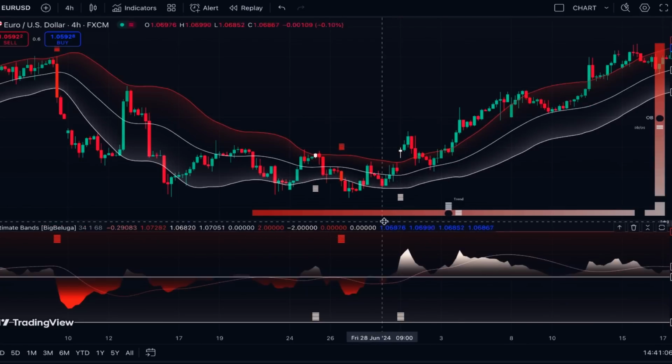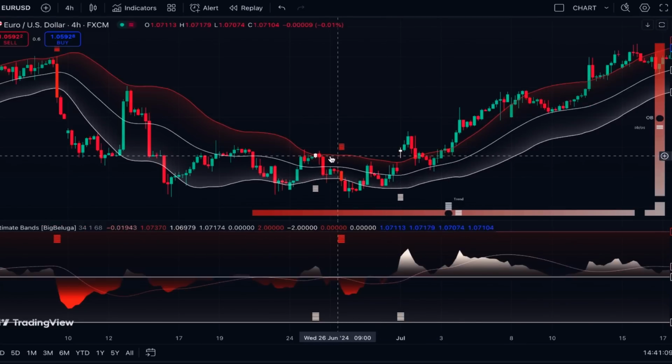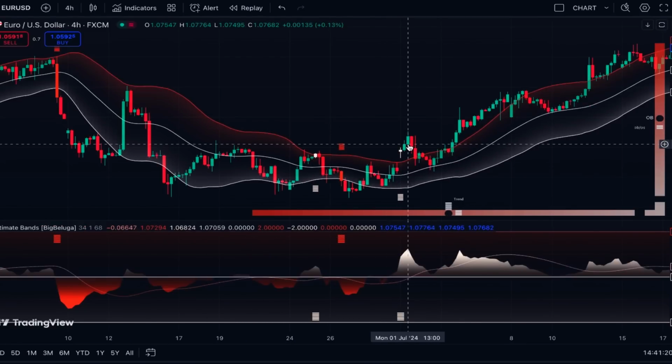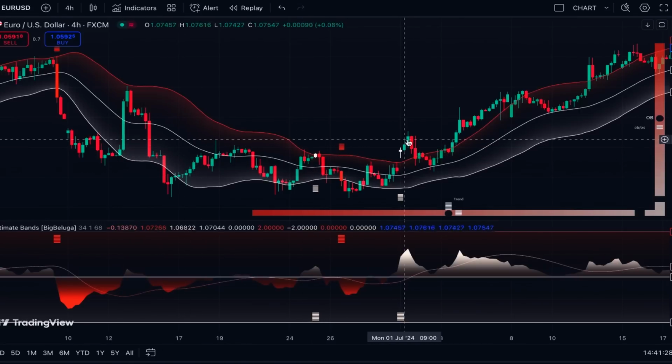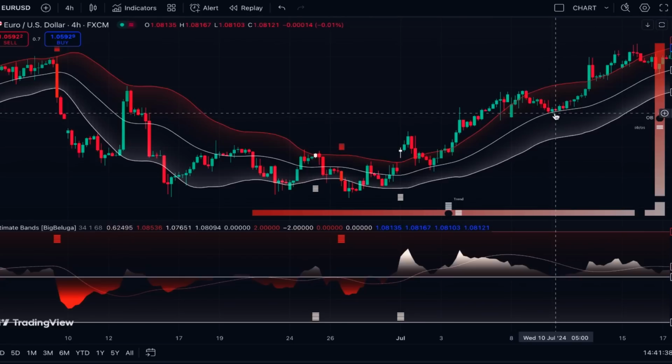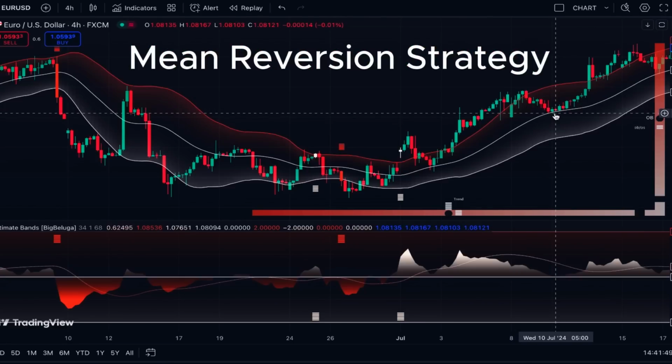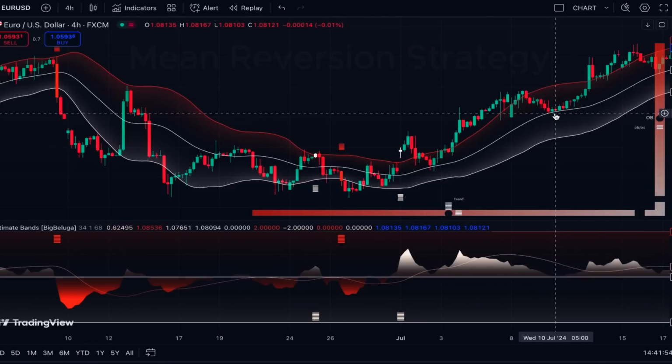Please pay attention that the bands can act also like support or resistance levels. So there are times that when the price reaches the lower band or the upper band, we have reversal of the price to the middle line. So if you use mean reversion trading strategies, these bands can help you with your trading entries in a similar sense that you use Bollinger Bands or Keltner channels.